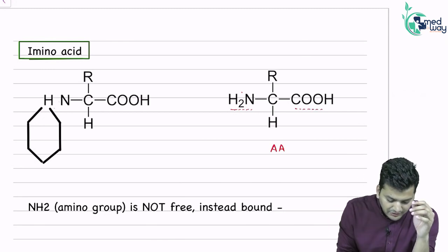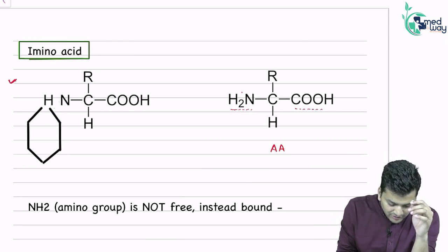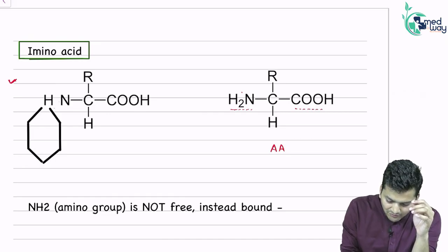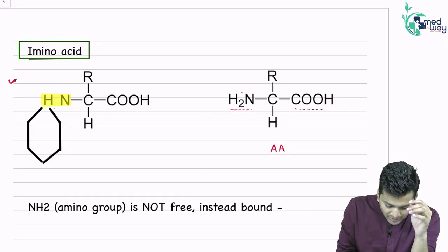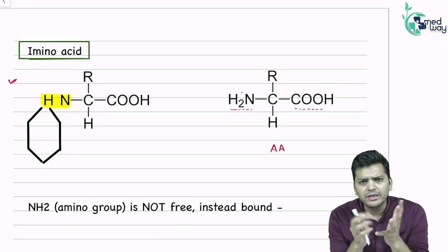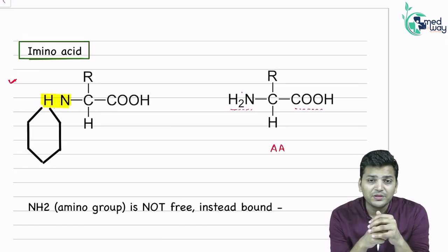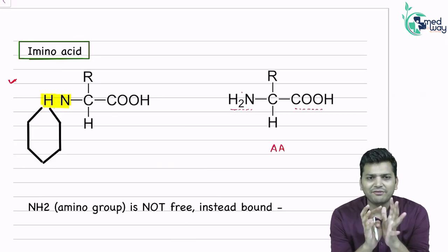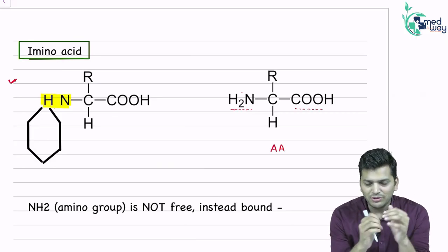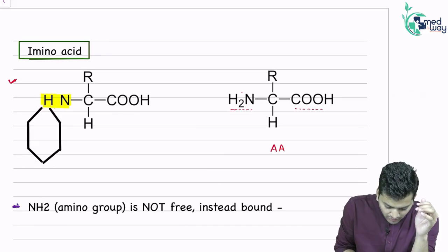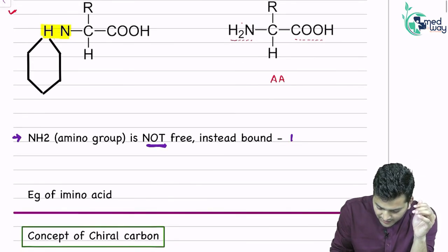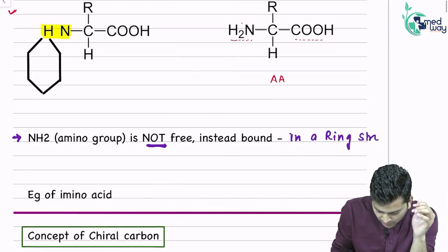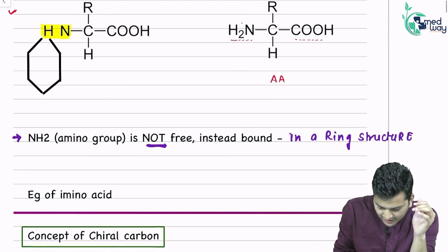But if you look at this particular structure and look at the amino group, I am highlighting it with the yellow color. Here is the amino group. This amino group is bound in a ring structure. If the amino group is bound in a ring structure, this is not called an amino acid. This is referred to as an imino acid. So an imino acid means the amino group is not free, instead it is bound in a ring structure.